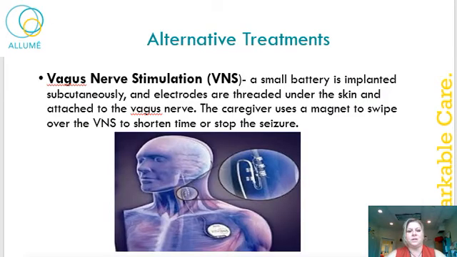Alternative treatments include a vagus nerve stimulator. A small battery is implanted subcutaneously and the electrodes are threaded under the skin and attached to the vagus nerve. The caregiver uses a magnet to swipe over the VNS to shorten the time or stop the seizure.